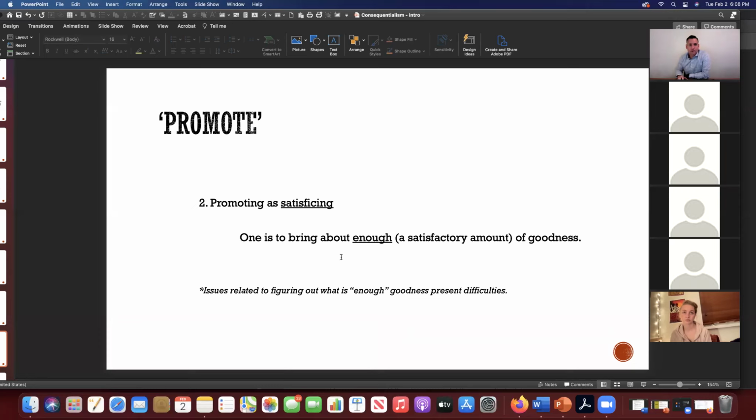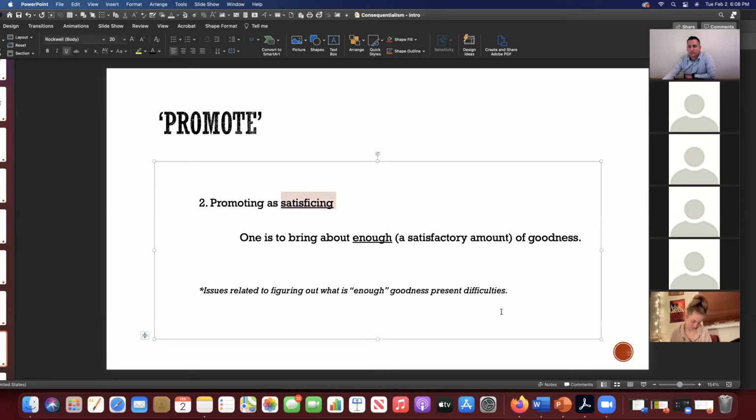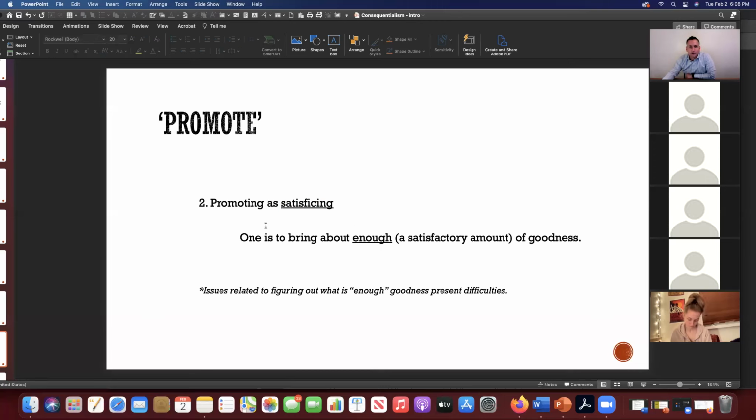And then the second way we can understand promote is in terms of satisficing. And that just means to bring about enough of something, to bring about enough goodness. Satisficing obviously is not a word that you ordinarily learn in English, but it is a word that's been invented conceptually because we needed a term like it. So when we did some conceptual engineering, we created a term like this for promoting as satisficing. So one wants to bring about a satisfactory amount of goodness. As you can imagine, there are going to be issues figuring out what enough amounts to.